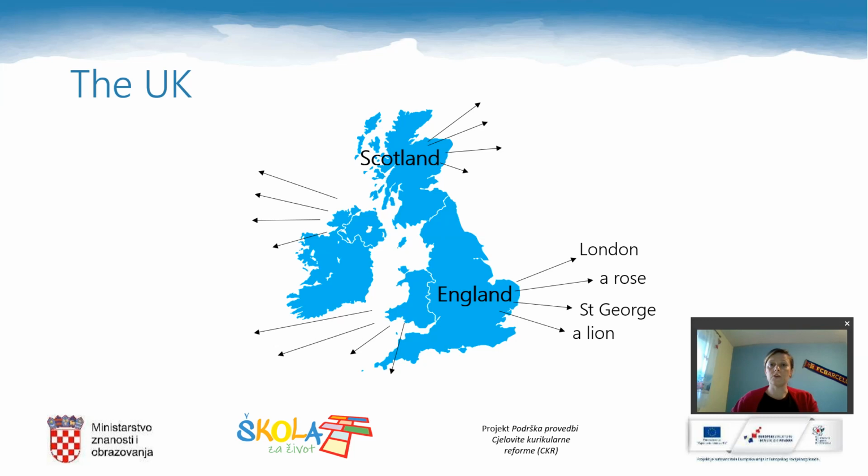Scotland is the second country in the UK. Edinburgh is the capital city of Scotland. A thistle is the national flower. St. Andrew is the patron saint, and a unicorn is a national animal.